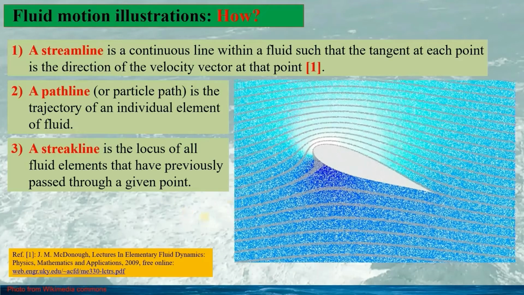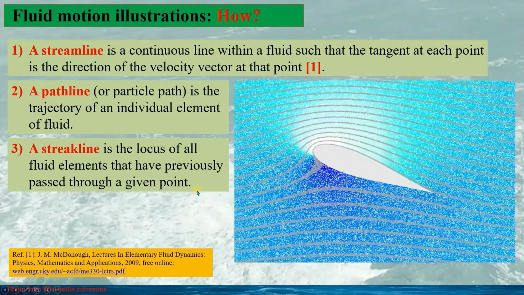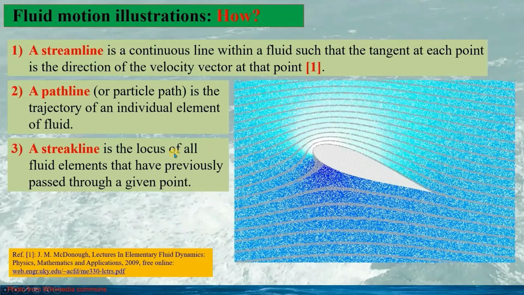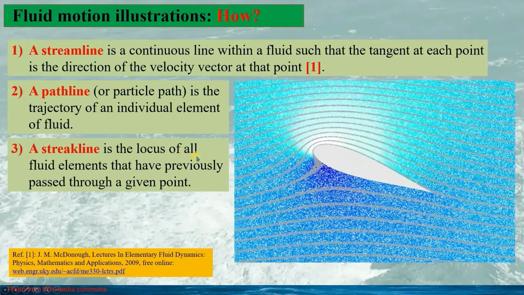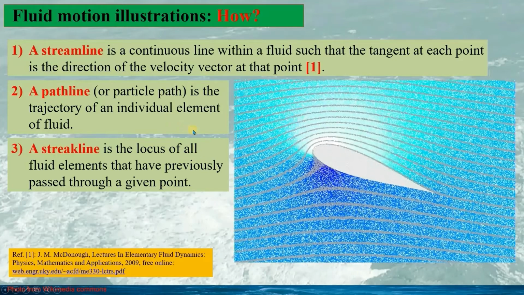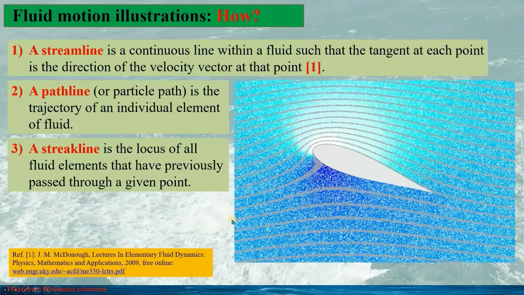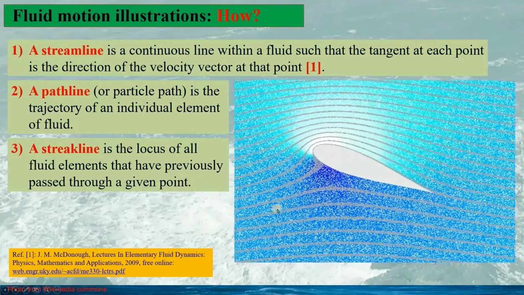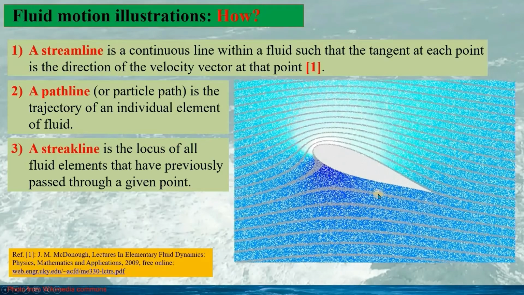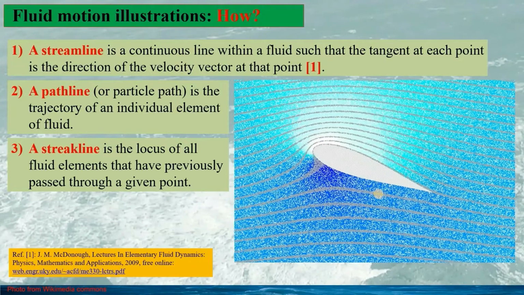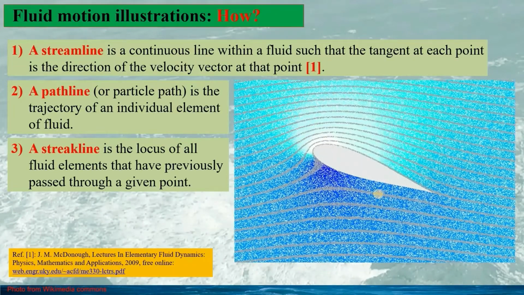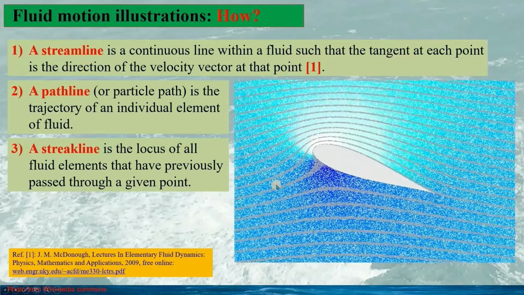From these definitions, it's still quite difficult to understand what are the streamline, pathline, and streakline, or what are the differences among the streamline, pathline, and streakline. In this talk, I will use the example, a steady flow around airfoil, to show what are streamline, pathline, and streakline, and what are the differences.